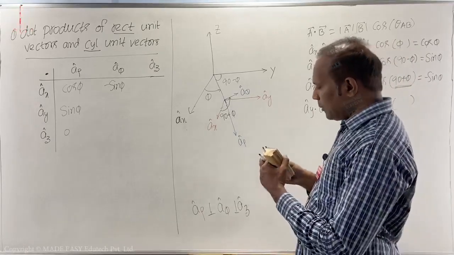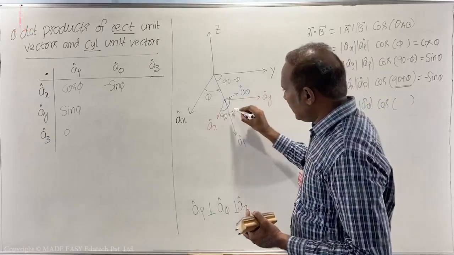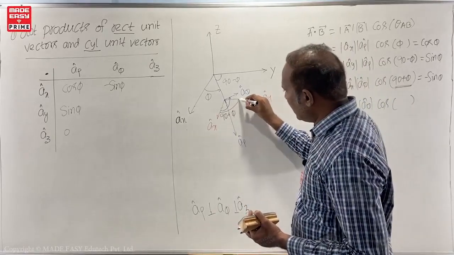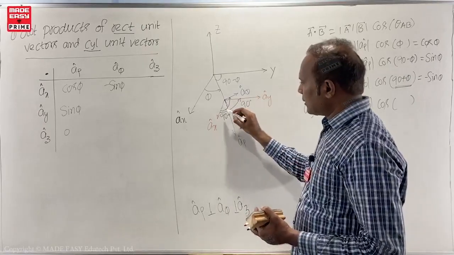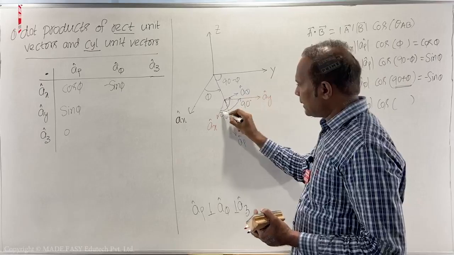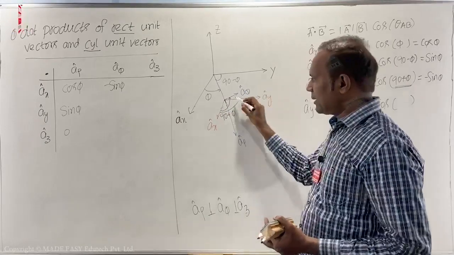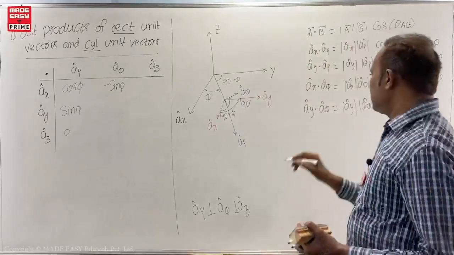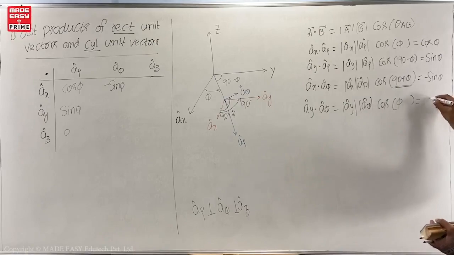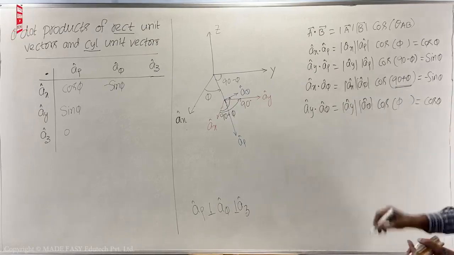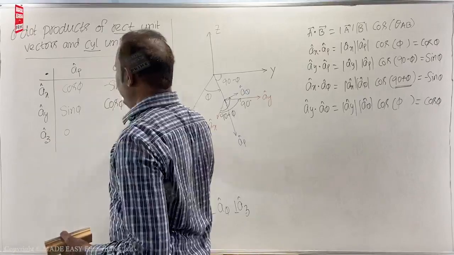Now what is the angle between x and y? Answer: 90 degrees. X axis and y axis, 90. So this angle is 90 plus phi. This is 90. Then the remaining angle between y and phi is phi. So the y and phi angle, so this is 1, this is 1. So the answer is cos phi. So ultimately you get here cos phi.